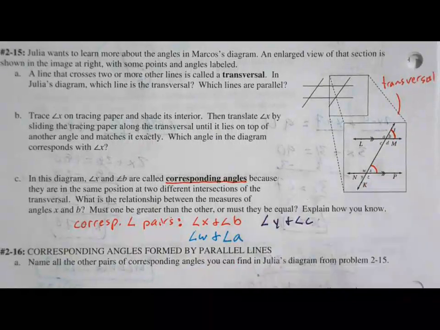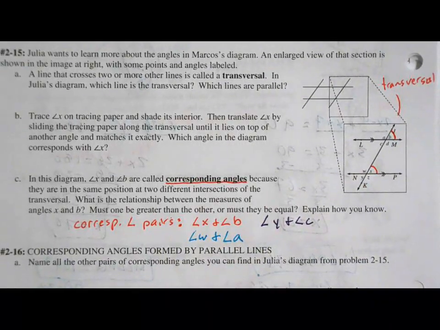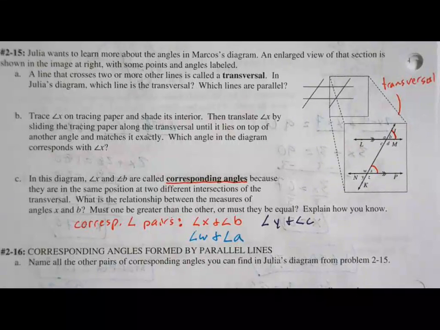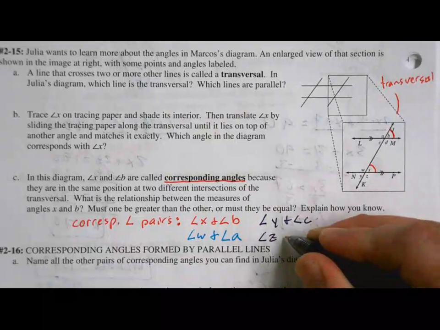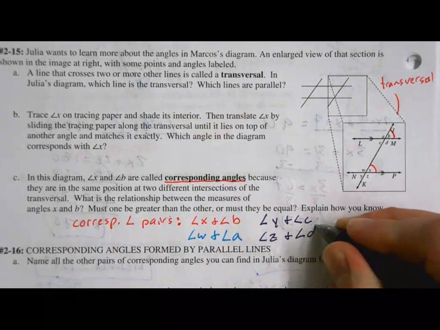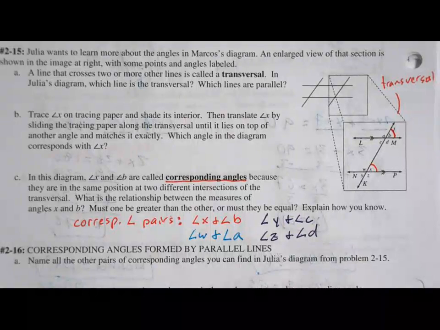Thank you. How about 1 more? Say it 1 more time. Z and D. Angle Z. If I slide it up to here, it matches up to angle D. Those would be our 4 pairs of corresponding angles. Do you guys feel confident that you could spot some corresponding angles?